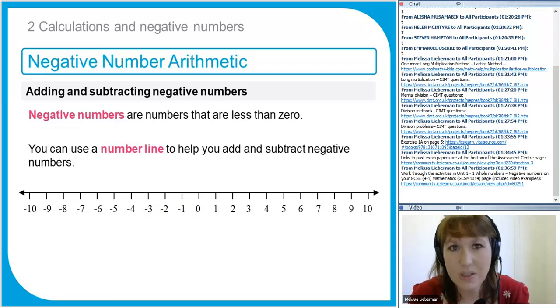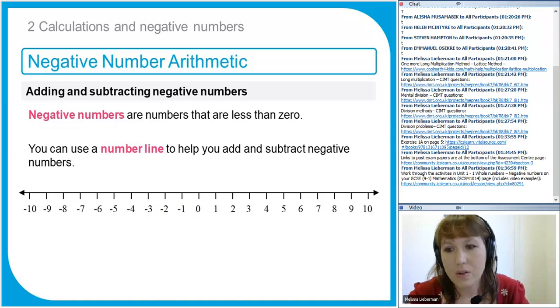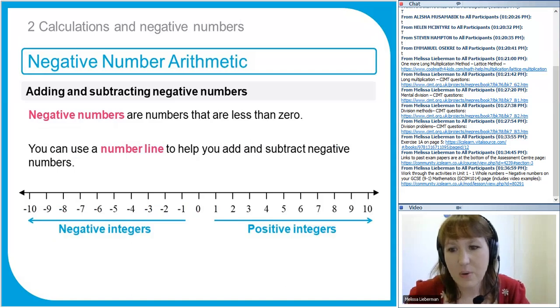Now you can either think of it as positions going left to right, or you can think of it up and down, more like a thermometer. That helps you to think negative is going down, positive is going up. So if you're ever stuck in the exam, really can't picture what's happening, just draw a number line. So we've got 0 in the middle here. These are what we call negative integers. Integer just means a whole number. These are positive integers. So integer just means a positive or negative whole number. They can be negative as well.